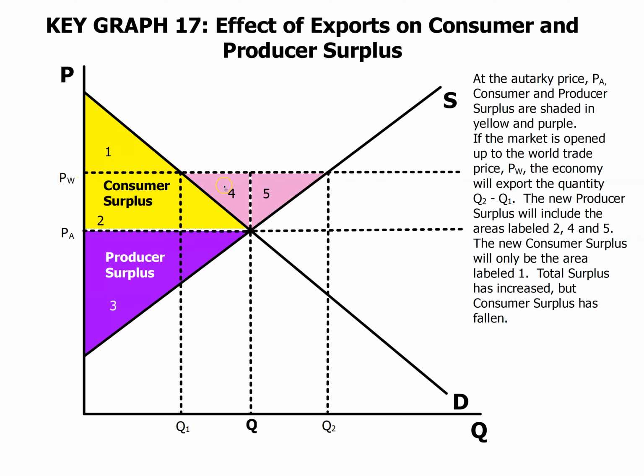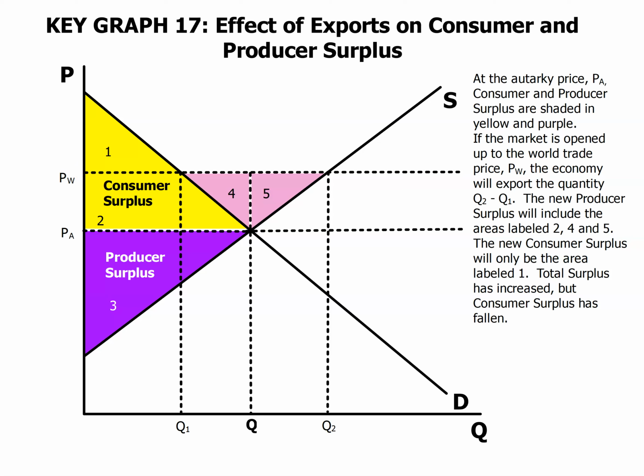With the world price being higher, you're adding 4 and 5, and 2, 3, 4, and 5 being the producer surplus, consumer surplus shrinking to just number 1, and again, everything from Q1 to Q2 is going to be exported because the demand domestically will be smaller, but the quantity supplied will be greater. So all of that surplus will then be exported to other countries where it'll be sold at a higher world price.